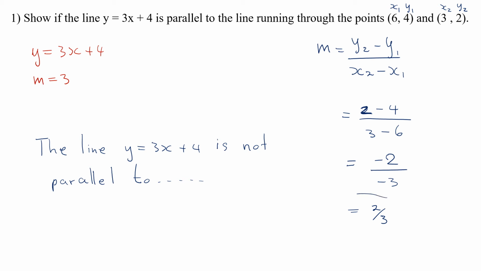Because when we get the gradient of the line running through the 2 points, we get 2/3. And for the lines to be parallel, remember, m1 has to be equal to m2. So if that does not happen, then it's safe to say that the lines are not parallel. Easy does it. Let's try another question.